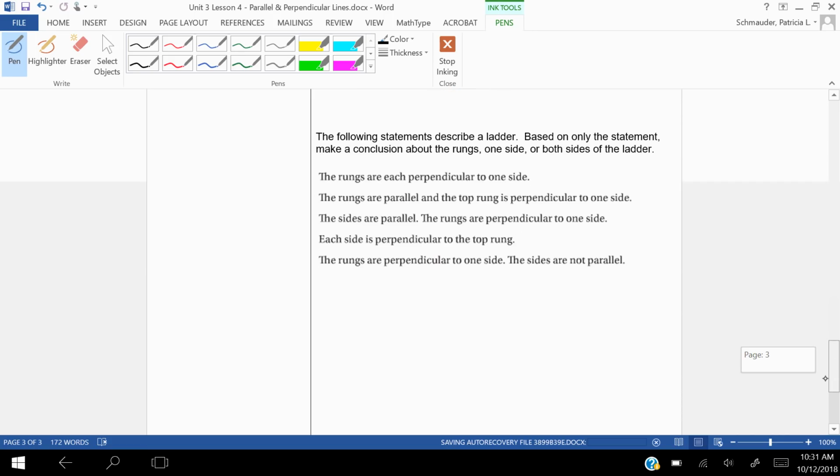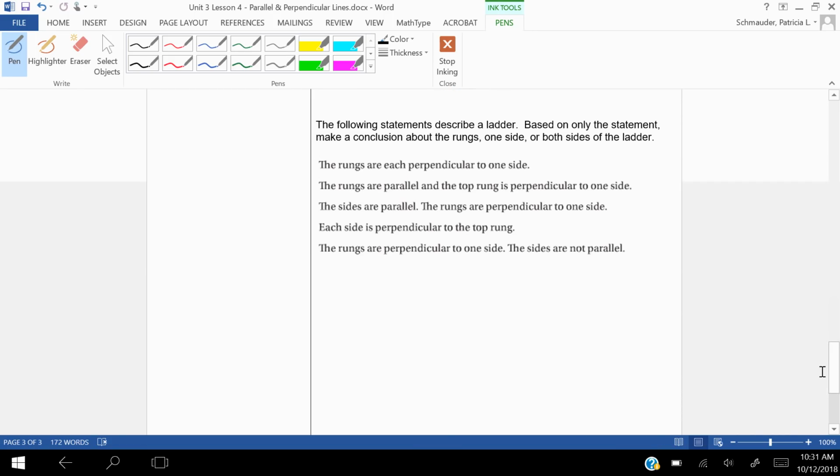Okay, so what do we got here? A ladder. The following statements describe a ladder. Based only on the statement, make a conclusion about the rungs one side. So, okay, I'm going to label these each one A, B, C, D, E, because what I think I'm going to have to do is probably draw a picture for each one of these. So I'm feeling like I'll probably do one or two, and then I'll probably let you do the rest of them. So let's do picture A here.